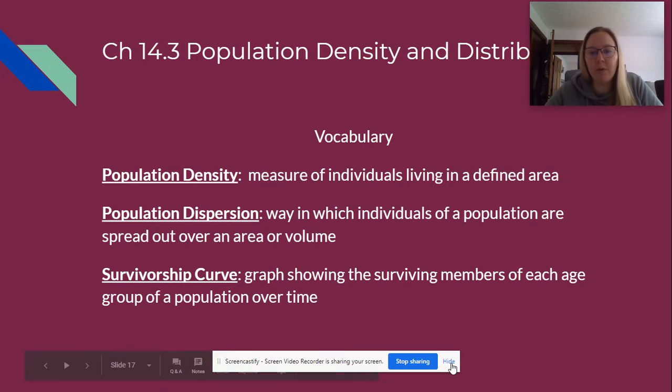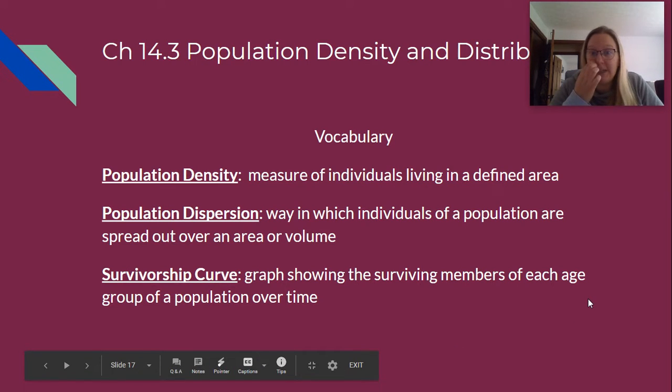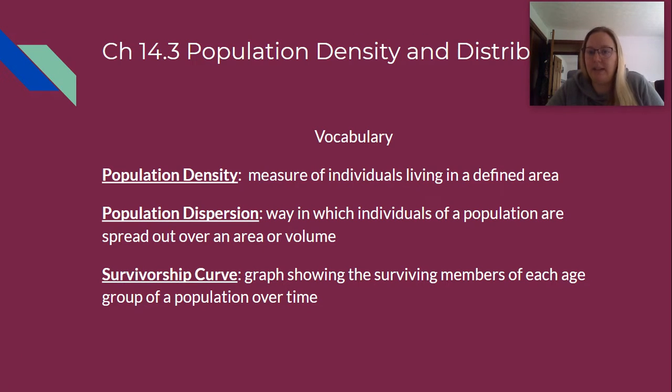So 3 vocab words here. We have population density, the measure of the amount of individuals that live in a defined area. That is kind of the key piece here. It's defined area. We could talk about the population density of the high school or the town of Pelham or the county or the state. So whatever you define as your area determines how dense a population tends to be.